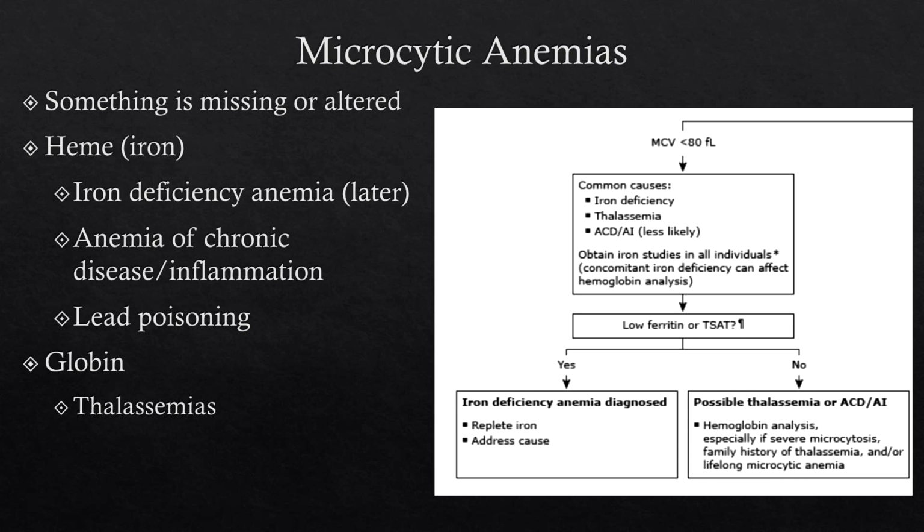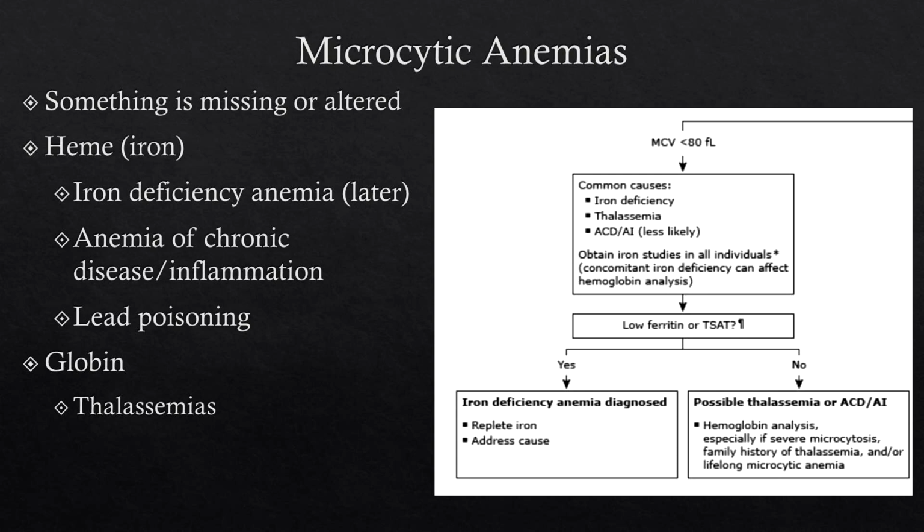The best way, in my opinion, to think of microcytic anemias is that something in the RBC, the red blood cell, is either missing or altered. There's less of something in there to make it smaller. There's not as many components in there that would make it smaller. Alternatively, those components are all there, but they're altered such that the individual components are smaller, leading to a smaller RBC in total. That's the way I think of it.